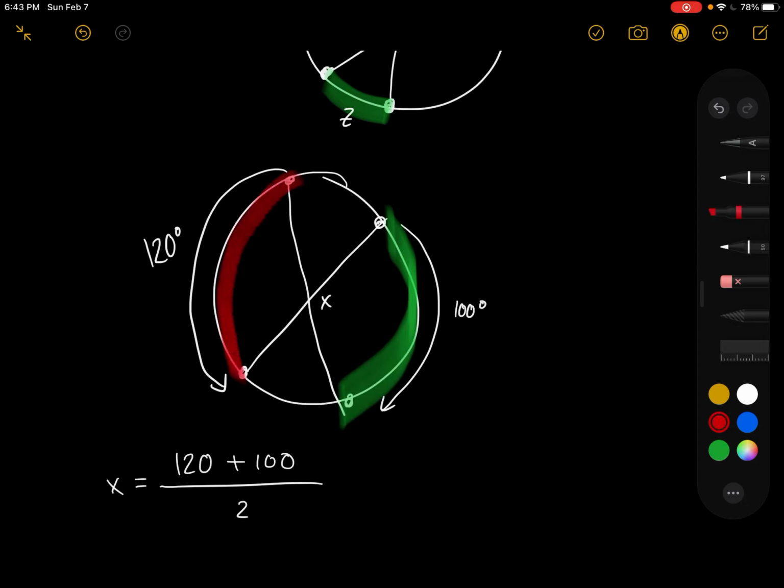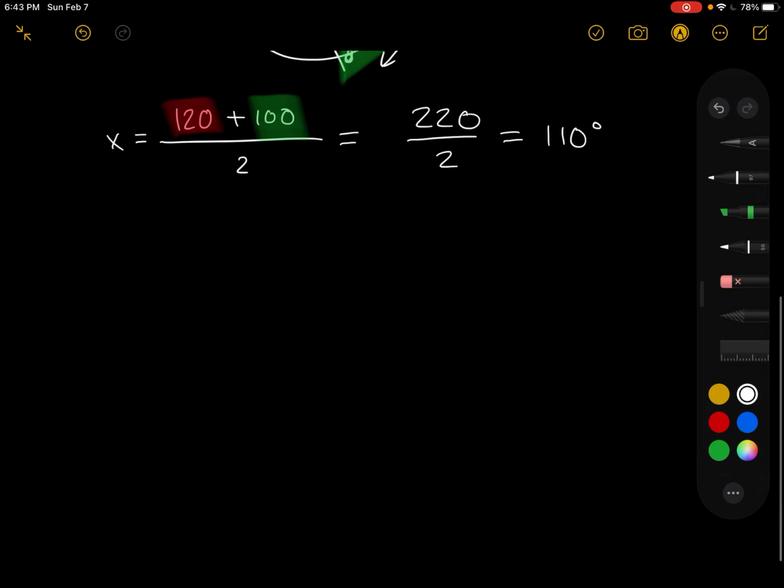So to be clear what we're selecting, we take both of these, add them together, and divide by 2 to solve for x. So 220 divided by 2, or in this case, x equals 110 degrees.